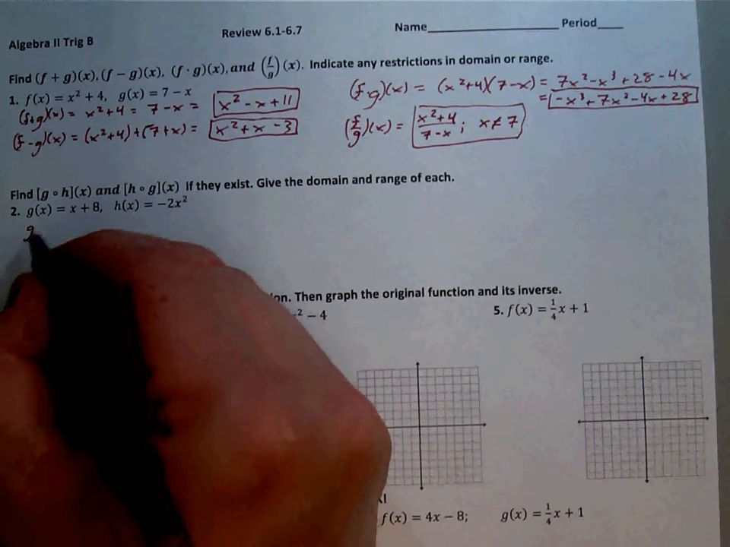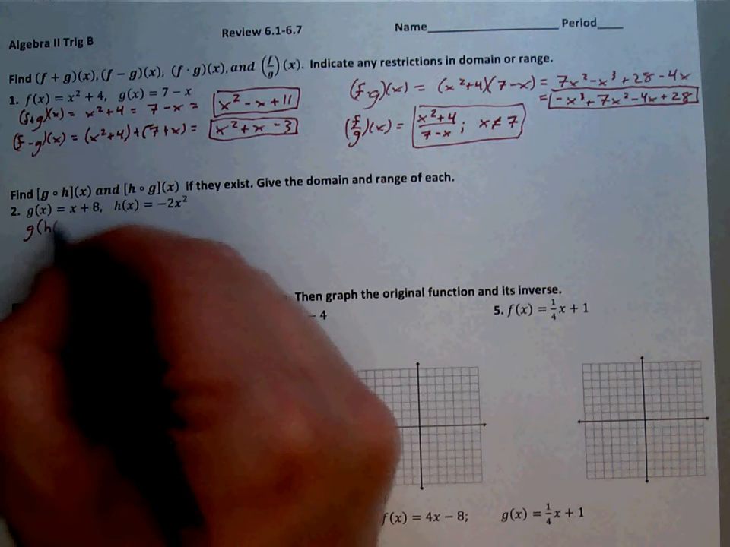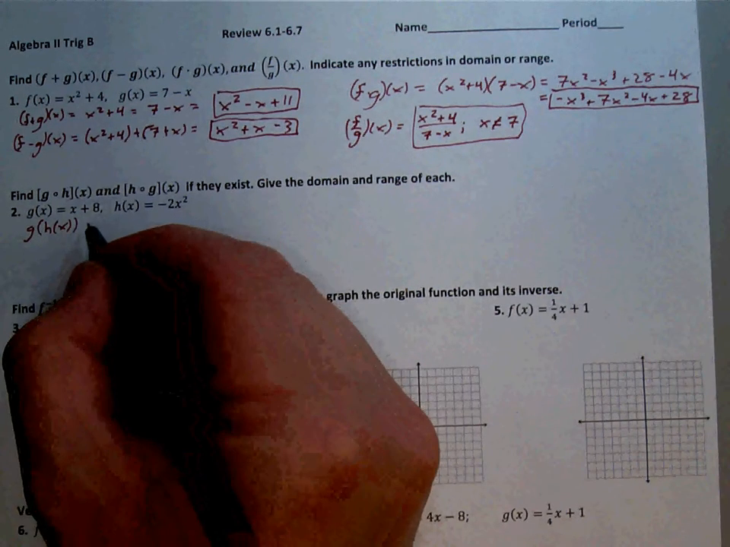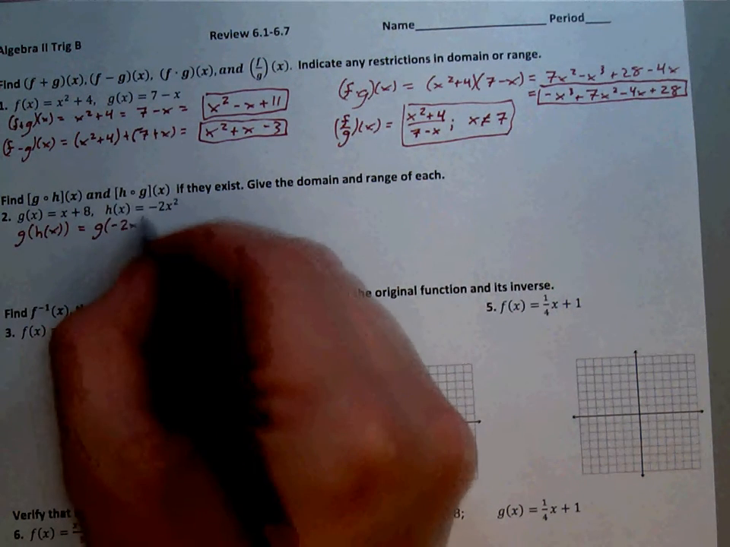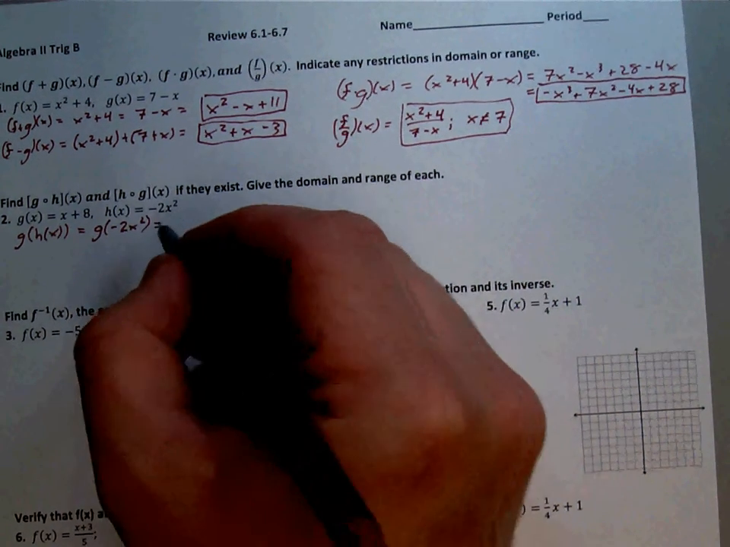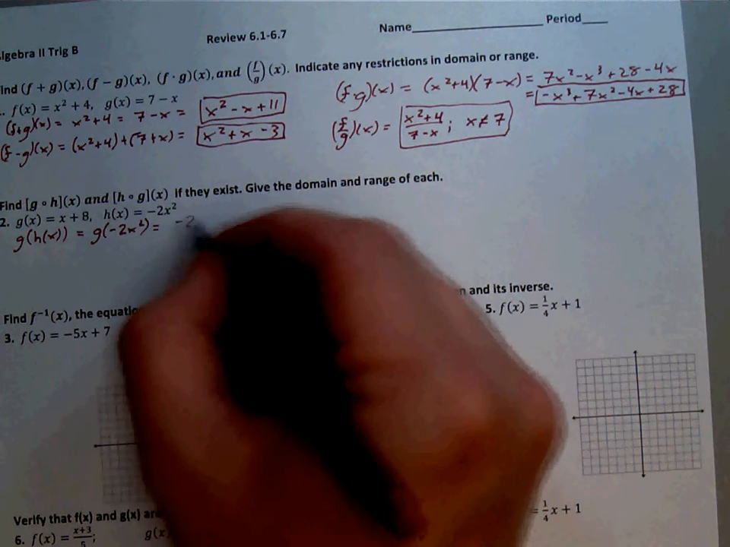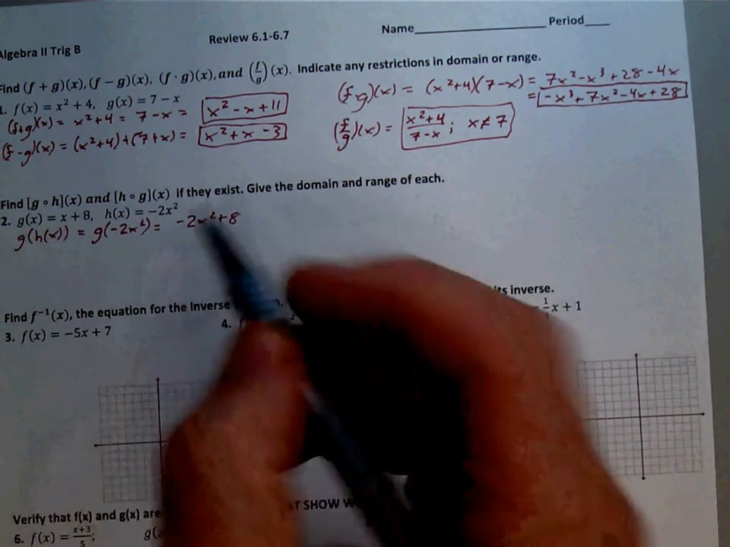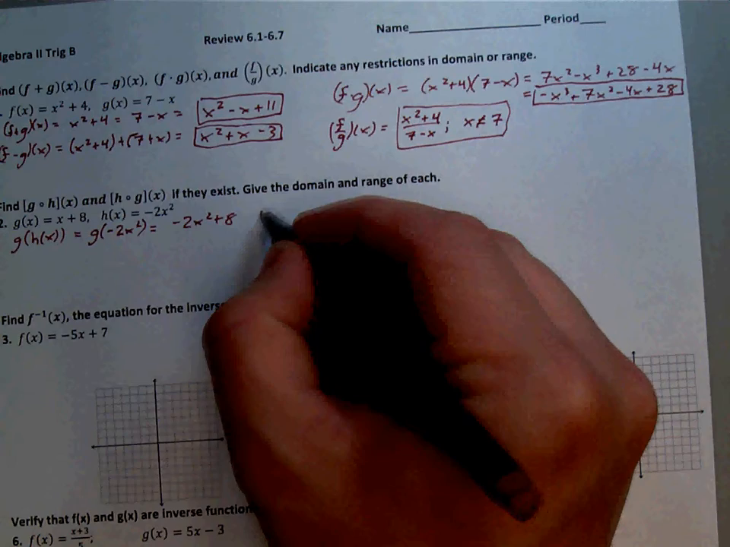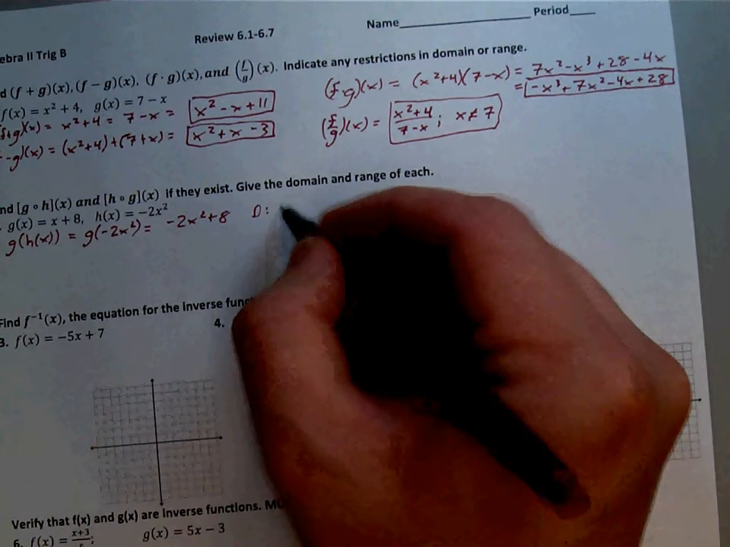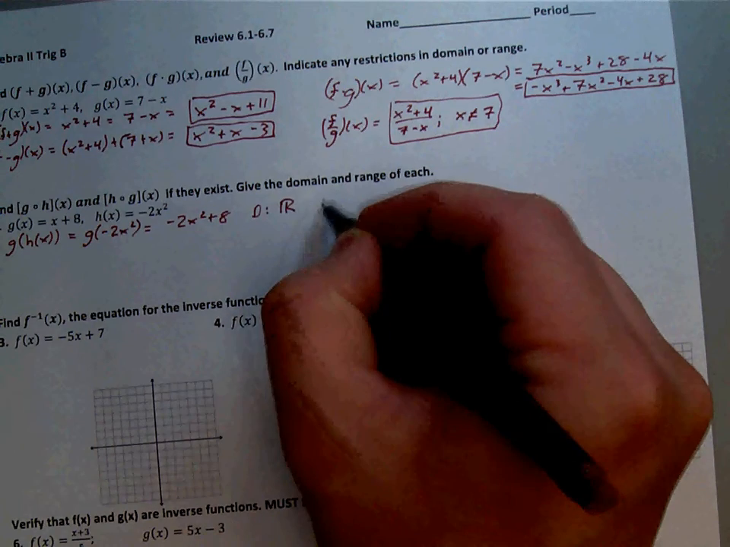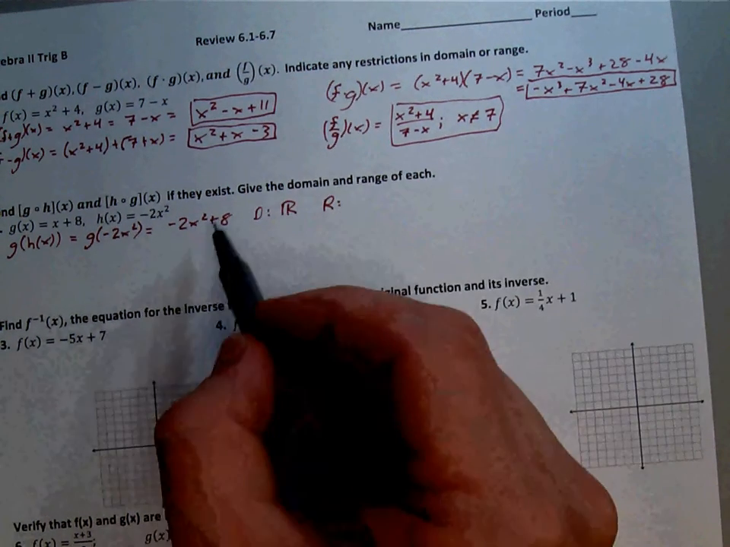Now we're going to do composition. So g of h of x first. So it's g of negative 2x squared. So that would be negative 2x squared plus 8. There's no like terms. As for the domain and the range, it's going to be a parabola, so it's all real numbers for the domain. The range, that will be restricted.